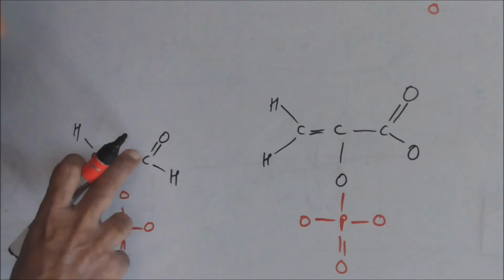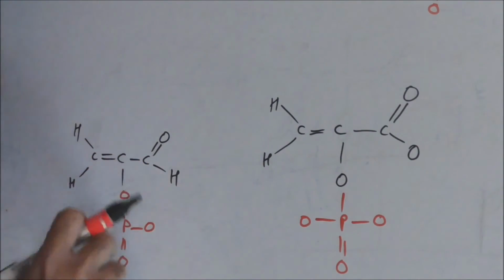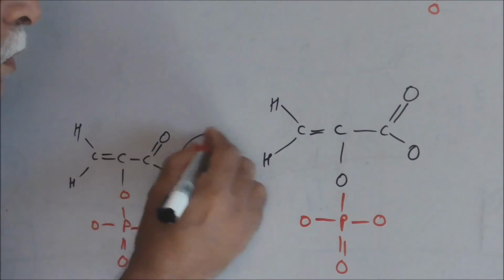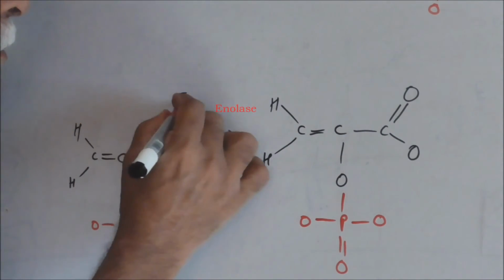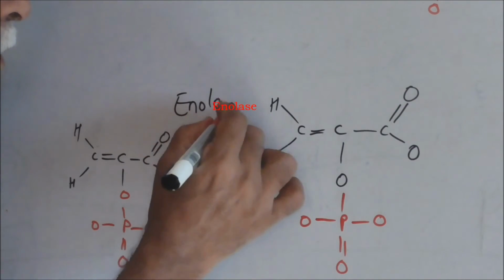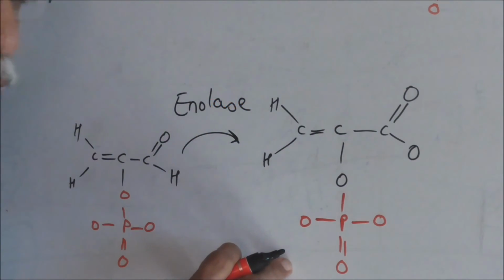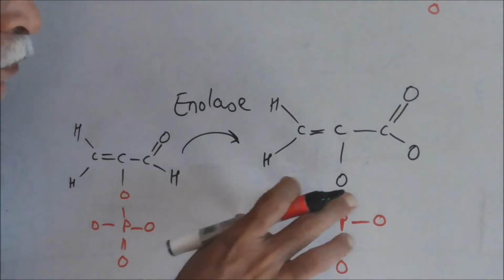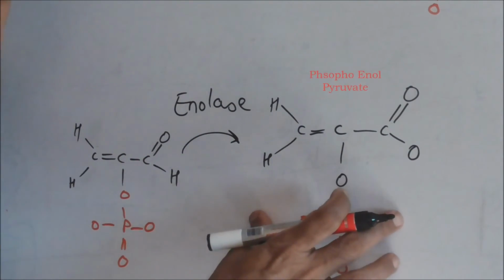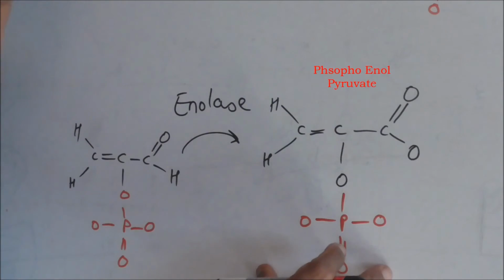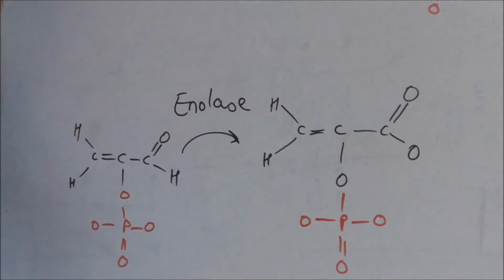This 2-phosphoglycerate is subject to the action of the enzyme enolase, and it's converted into phosphoenol pyruvate or phosphoenol pyruvic acid. The enzyme is enolase.